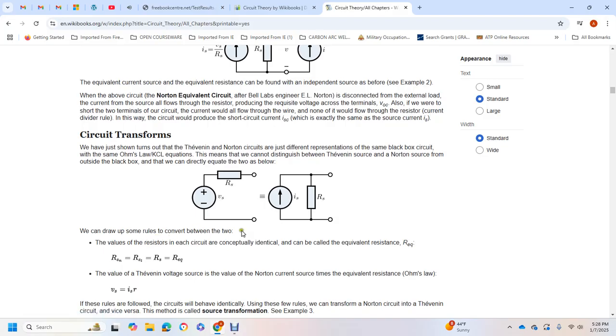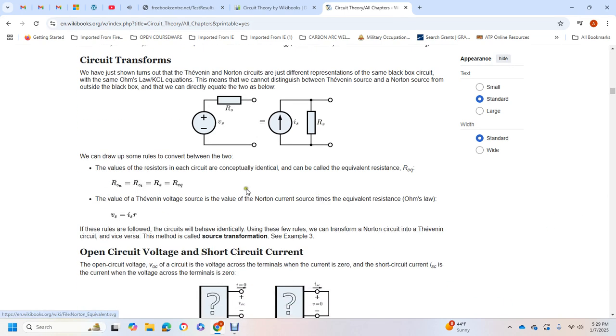We draw up the rule to convert the two, with the value of the resistor being the equivalent resistance. Conceptually identical, the resistance is the equivalent resistance. The Thevenin voltage over the value of the Norton current source equals the equivalent resistance, by Ohm's law. Voltage source equals ampere source times the resistance.